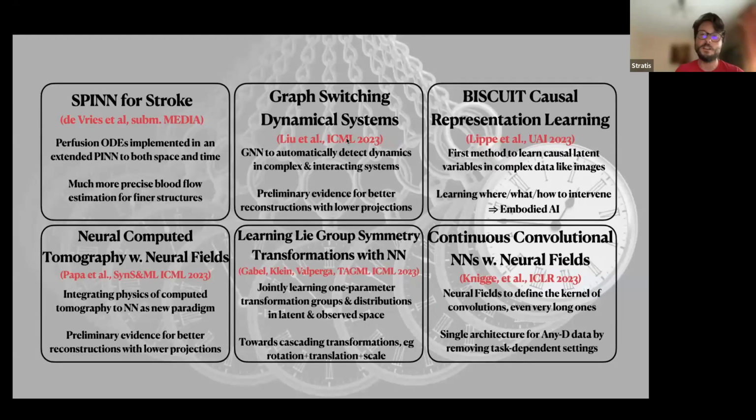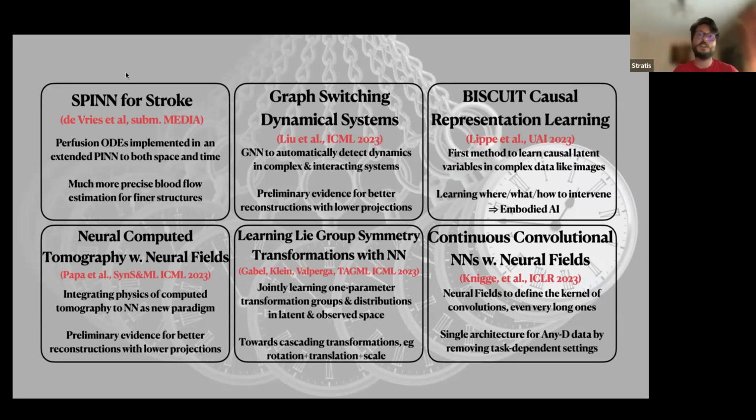At ICML, literally this week, we're presenting graph switching dynamical systems, where we extend graph networks to automatically detect dynamics in complex and interactive systems, basically temporal clustering. And preliminary evidence shows quite good clusters in these dynamical systems.